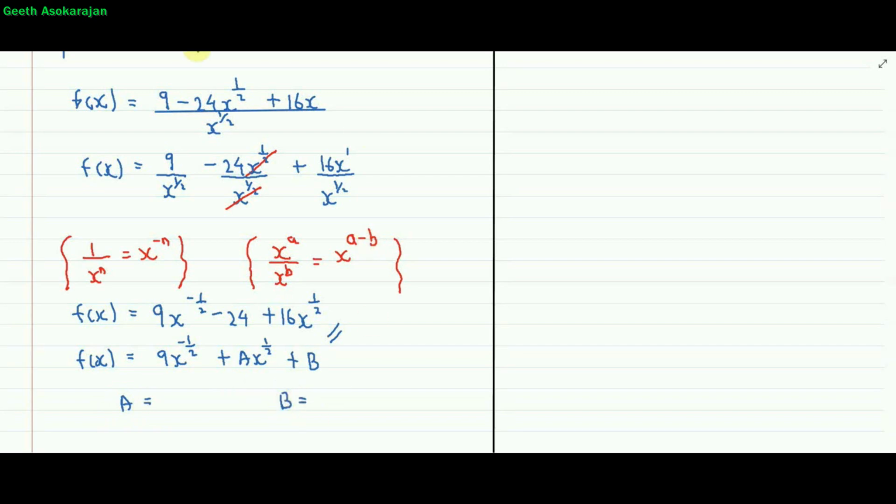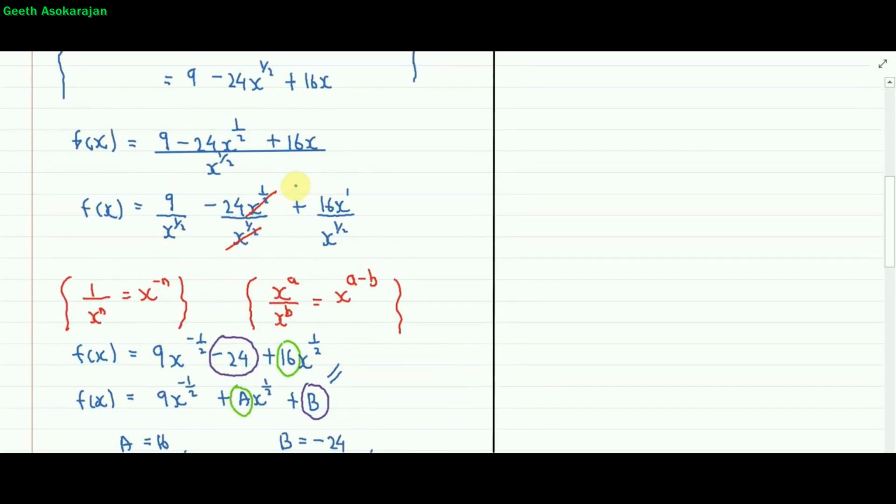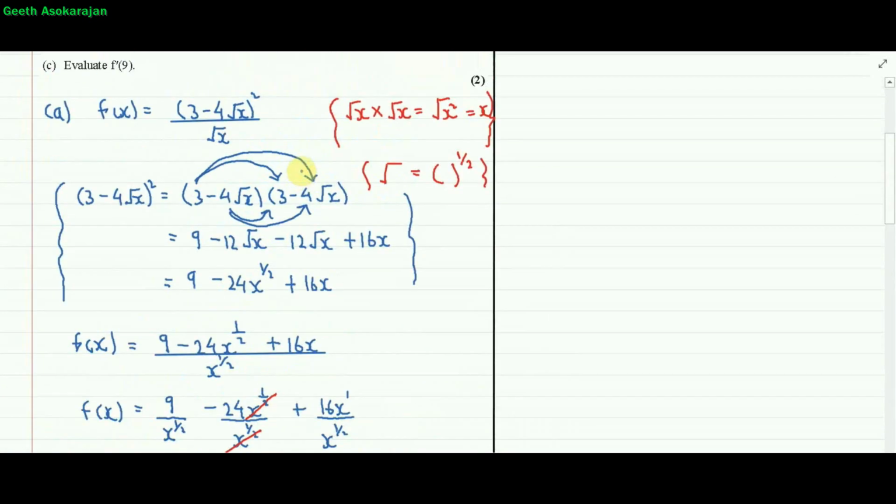So if I take two different coloured pens, let me take a green pen. Let's find a. By comparison, I make that 16. So a equals 16. That's the solution for a. How about b? If I take this purple pen, b is minus 24. So let's make a note of that here: b equals minus 24. So that should be the solution to part A. So part A done.